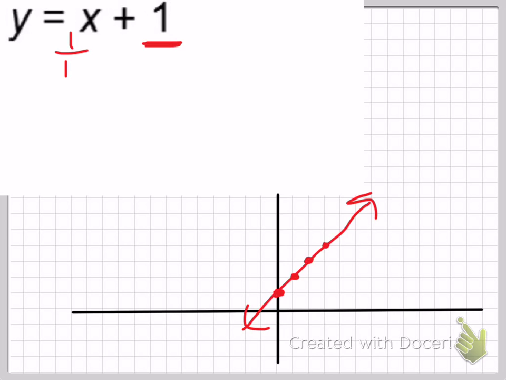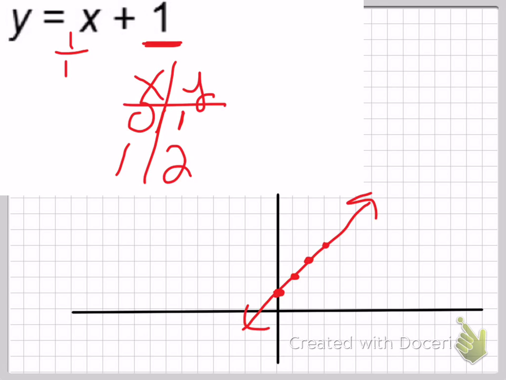Okay, or you can make your x and y input-output table, and let's say I just pick 0 and 1. So if I put a 0 in, 0 plus 1 is 1. If I put a 1 in, 1 plus 1 is 2. And look, I already have those 2 points graphed.